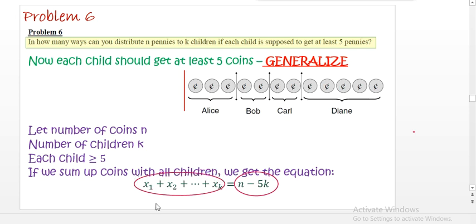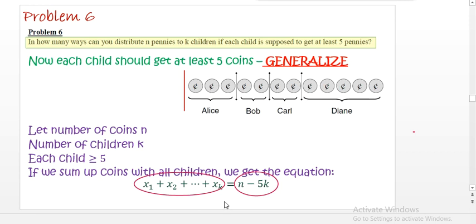So these are k children. The sum of the k children's coins, after giving 5 coins to each and every child, gives x1 plus x2 plus x3 plus ... plus xk is equal to n minus 5k. So how many solutions are possible? How many variables do we have? We have k variables. And how many objects, how many coins do we have? N minus 5k, that we have to distribute among k children.